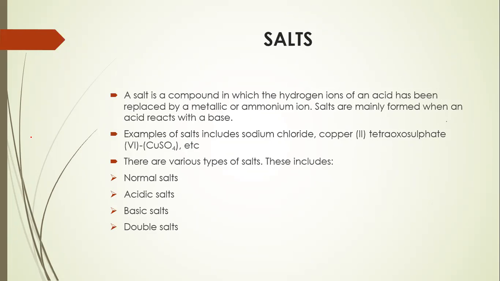Salts. So we've looked at an acid, we've looked at a base. Now when an acid and a base react, salts are produced. So we look at the salt. These salts are components from an acid and a base, put together. Now we define a salt as a compound in which hydrogen ions of an acid have been replaced by a metallic or ammonium ion. So you have both an acid and a base reacting to give you the salt. Salts are mainly formed when an acid reacts with a base, as I made mention.